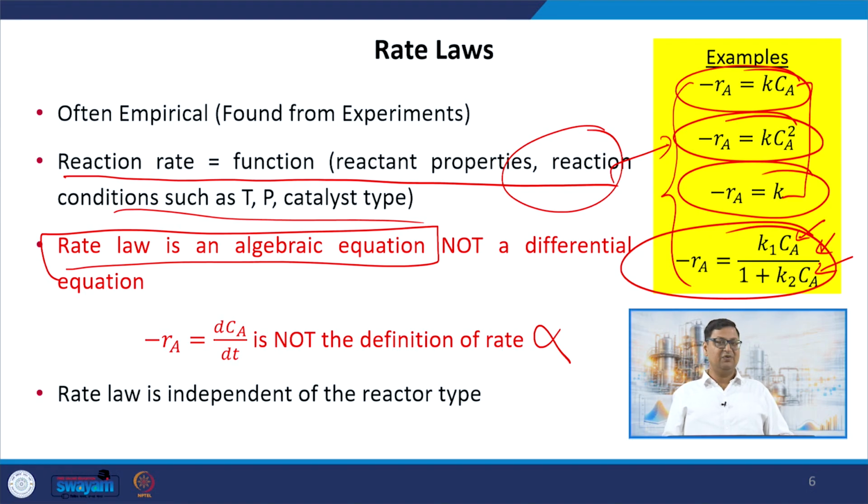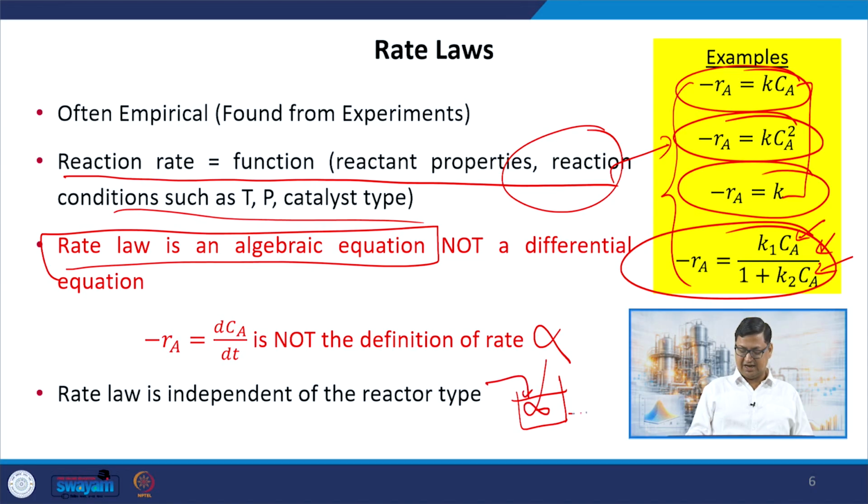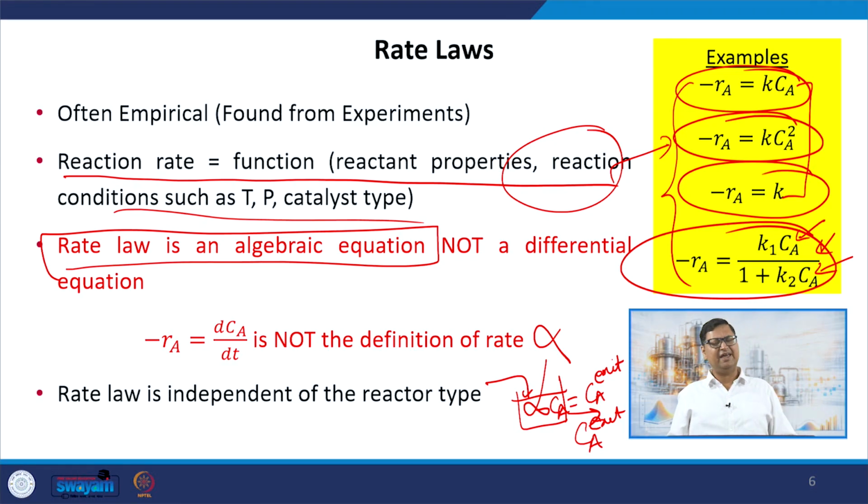In fact, we can think about examples where concentration is not changing, but reaction is still happening. For example, we have a CSTR and we have steady state. In the case of a CSTR, you must recall that the concentration of the reactant is equal to the exit concentration. So, the concentration inside the reactor is uniform throughout, and it is equal to the exit concentration. So, at steady state, effectively the concentration of A is not changing inside a CSTR.